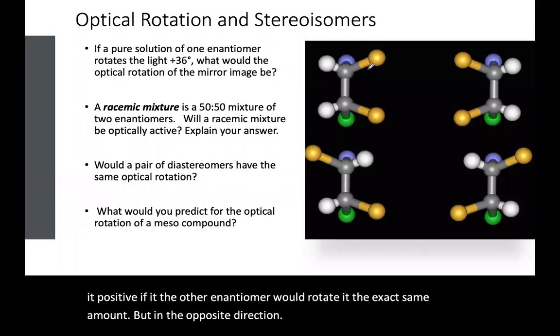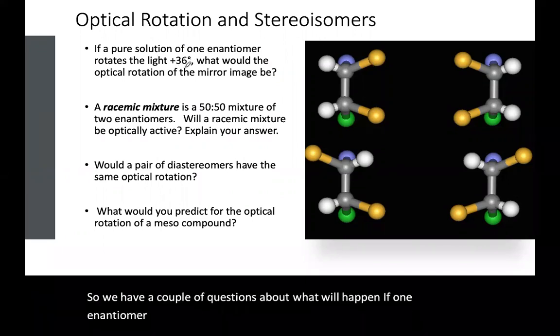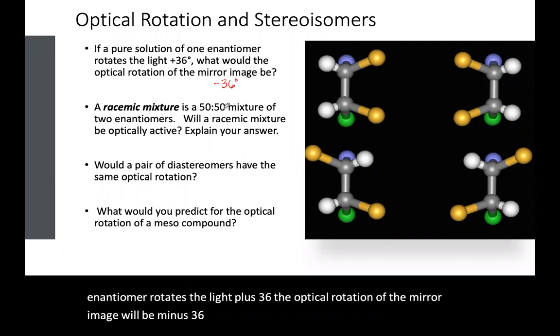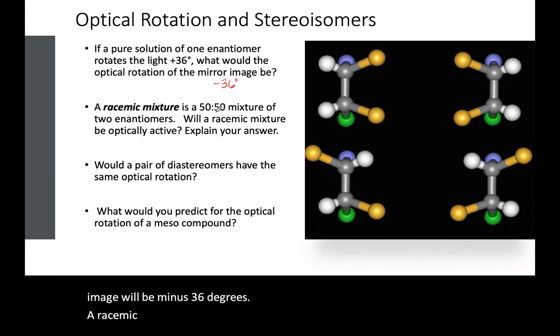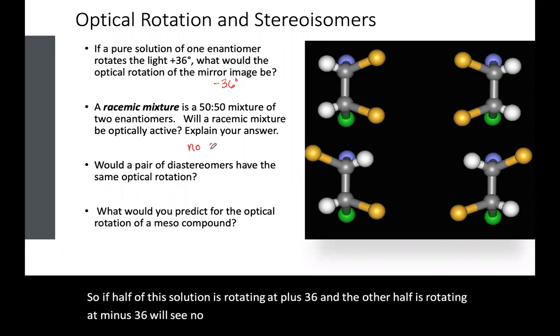So if one enantiomer rotates the light plus 36, the optical rotation of the mirror image will be minus 36 degrees. A racemic mixture, remember, is a 50-50 mixture of two enantiomers. So if half of the solution is rotating at plus 36 and the other half is rotating at minus 36, we'll see no change, which we also call no optical activity.